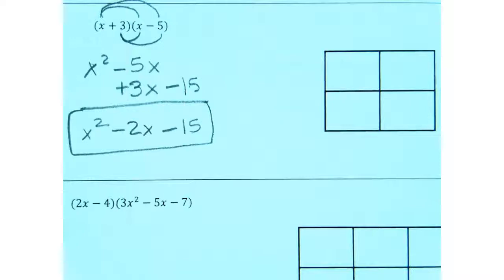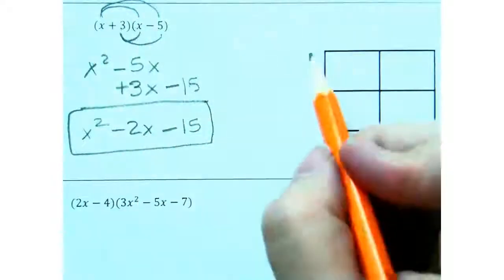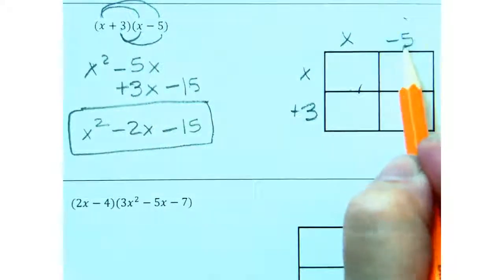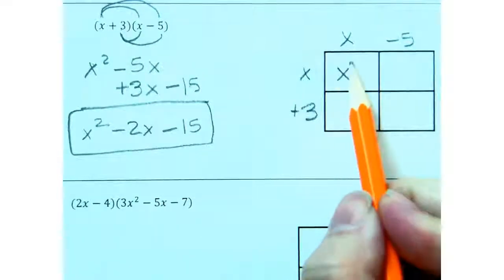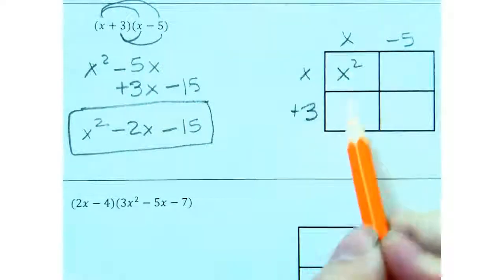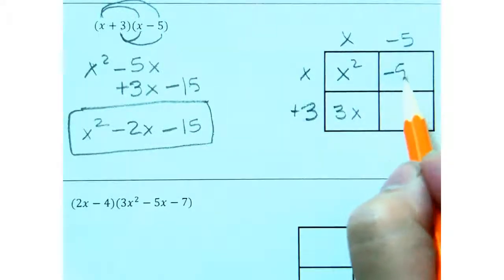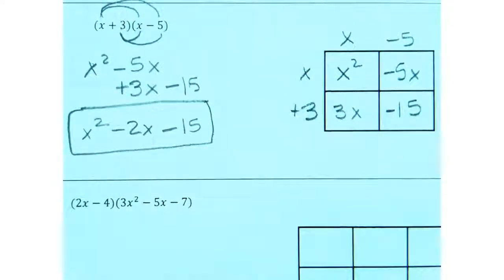Some people find it easier to keep track in a grid. Write x plus 3 across the side. Now write x minus 5 across the top. Multiply. X times x is x squared. 3 times x is 3x. X times negative 5 is negative 5x. 3 times negative 5 is negative 15.